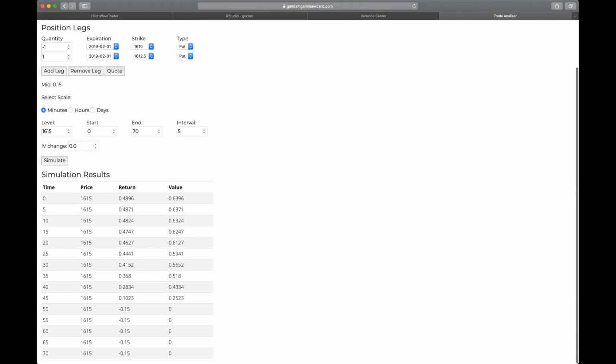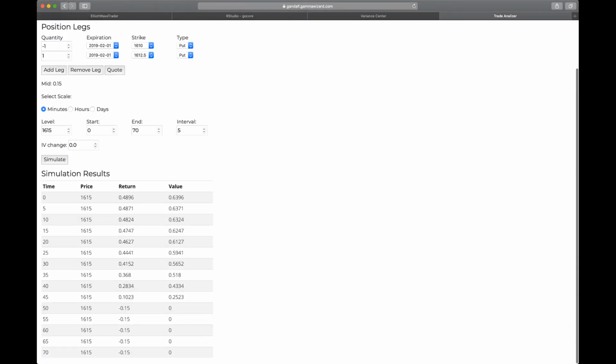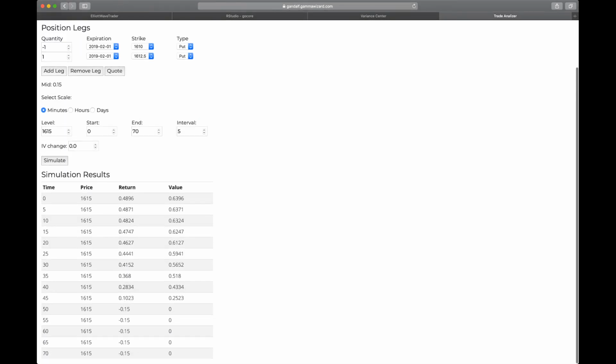So you can see the simulation results. You can see that if Amazon moves to 1615 right away, the return on the trade will be almost 49 cents. That's based on the cost of the trade, which is 15 cents. The total expected value of the trade will be almost 64 cents. And you can see as time passes, the value gets reduced until it goes to 0. And I guess the market closes somewhere between minute 45 and minute 50, the market is closed, so the position goes to 0 really quickly.